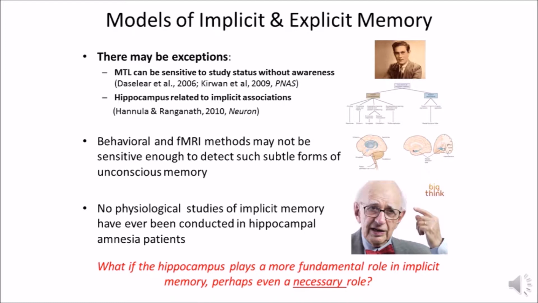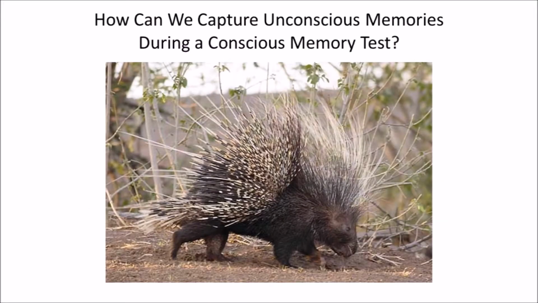So we know behavior is a very coarse measure. We certainly know fMRI is a very coarse measure. So none of these studies have used physiology on hippocampal amnesia patients, and that's something that I wanted to approach, following from Eric Kandel and these other ideas: what if the hippocampus is playing a more fundamental role in implicit memory, perhaps even a necessary one?